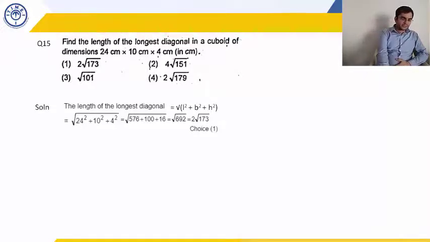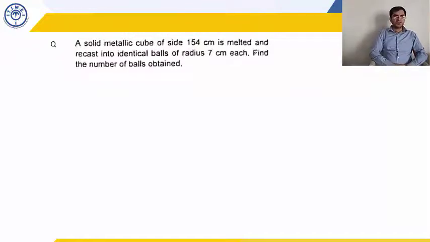Let's move to the next question. This question is not in your handout. Please read it carefully. A metallic cube is melted and then smaller identical balls are created. Find the number of balls. Please take 30 seconds.